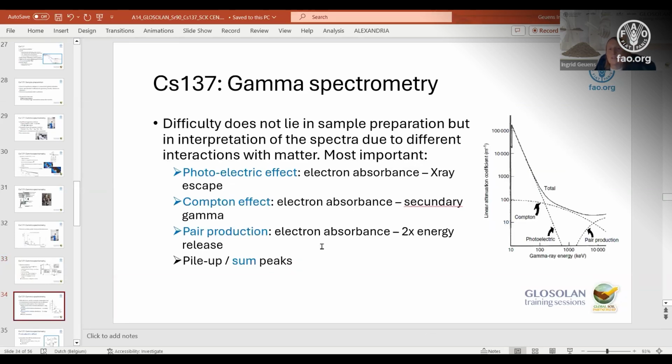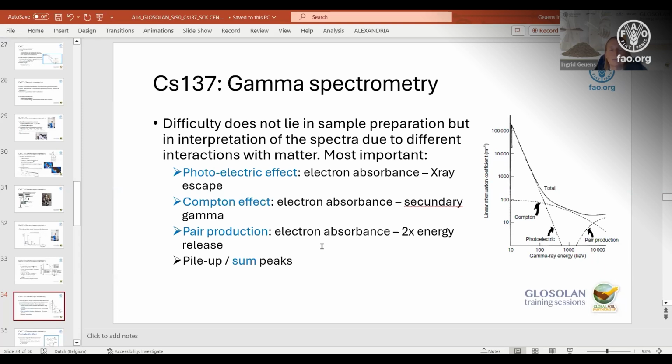So, as I explained already, the difficulty does not lie in the sample preparation. You either don't do any sample preparation or you just bring it into solution. That's it. But the difficulty lies in the interpretation of the spectra itself, due to the fact that the energy line is very specific, but there are different interactions with matter possible. That's because of the gamma interacting with all that's passing by. It's passing through a lot of things, giving an interaction with that matter, and that's also seen in the spectra.